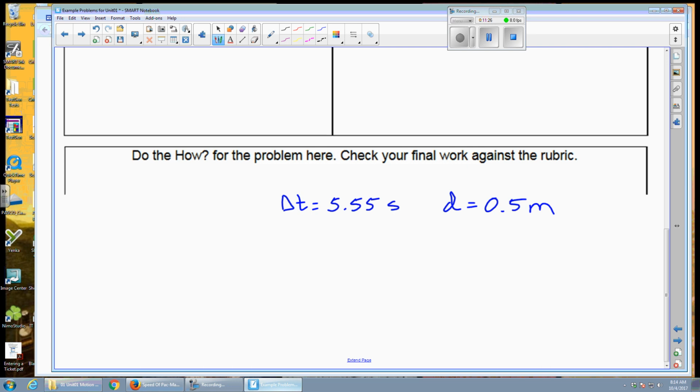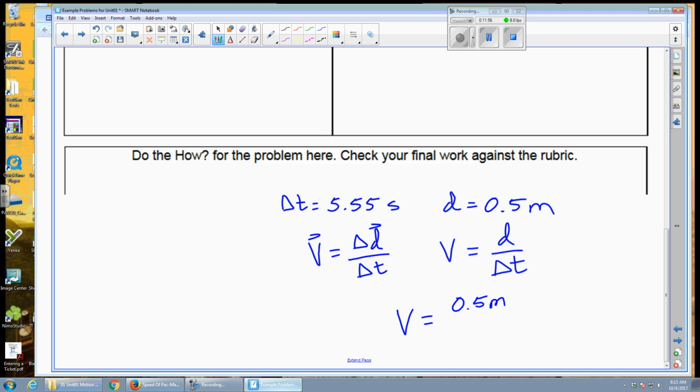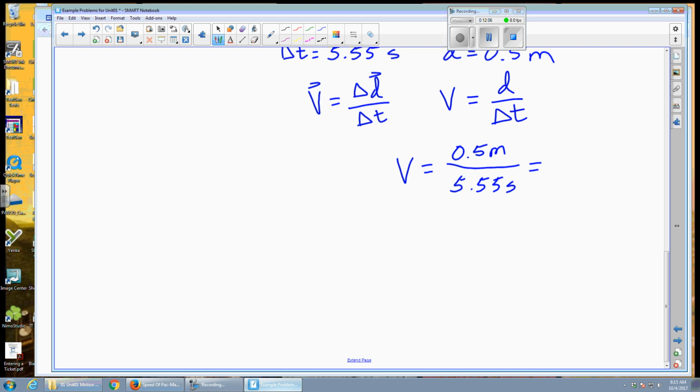Is that okay? Okay. I'm going to use the physics equation for speed. I have this equation which says velocity is displacement over time, and therefore I know that speed is distance over time. And now it's a plug-in, right? 0.5 meters over 5.55 seconds. And that gives me 10 something, 9 something. Maybe 9.9.